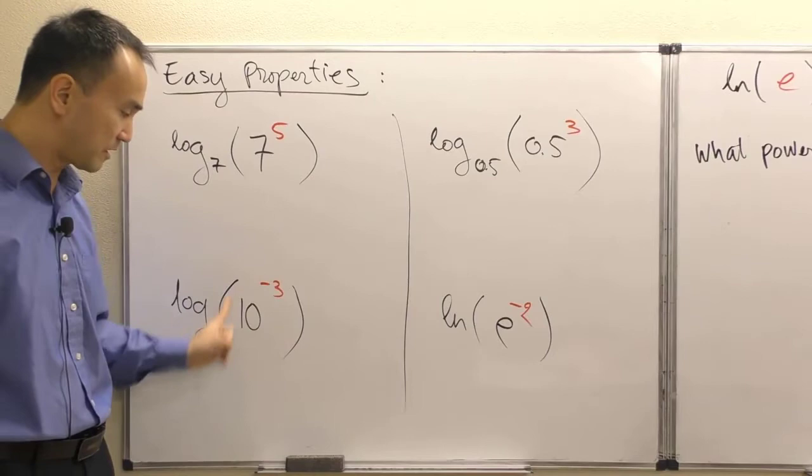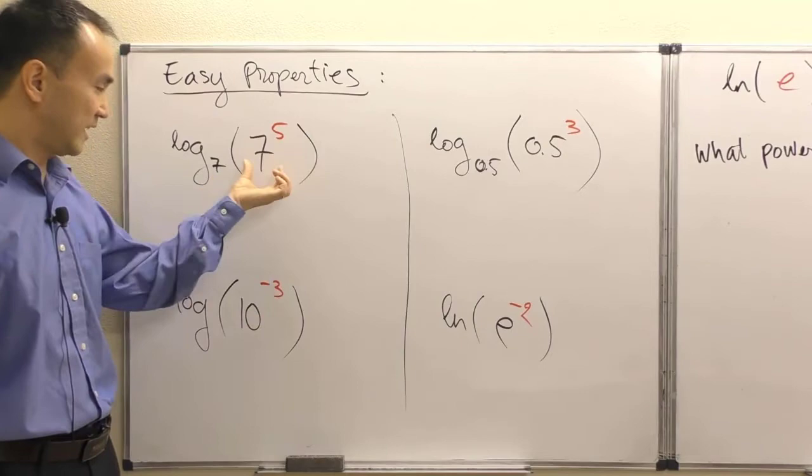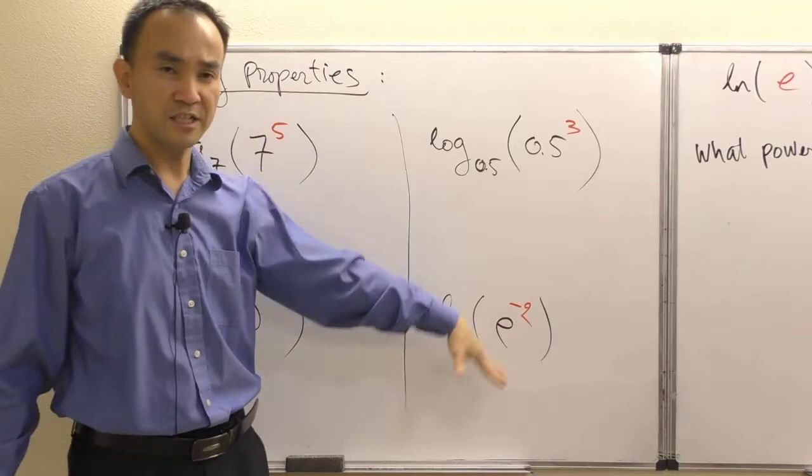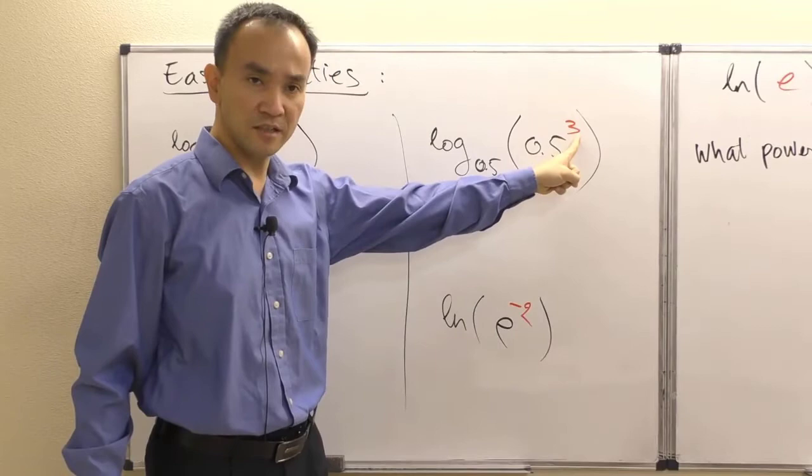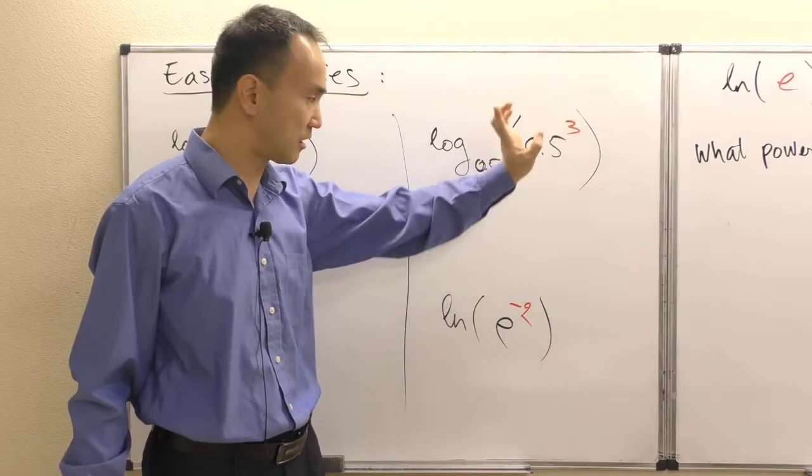Log base 7, and the argument is already expressed as a power of base 7. And now on these problems, log base 0.05, the whole argument has already been expressed right at the instant it's given. The entire argument is expressed as a power of base 0.5. Again, the base in the argument agrees exactly with the base of the logarithm. And the same with that.